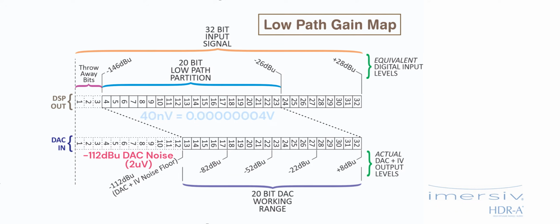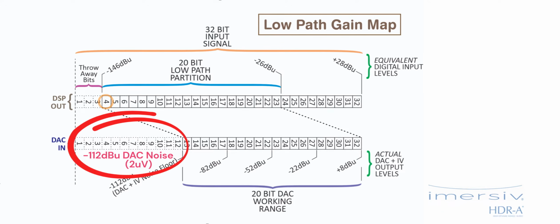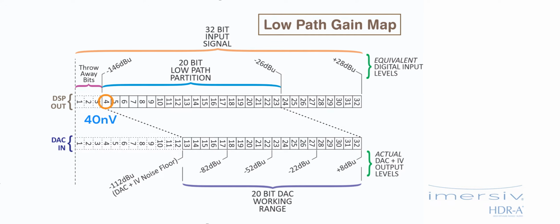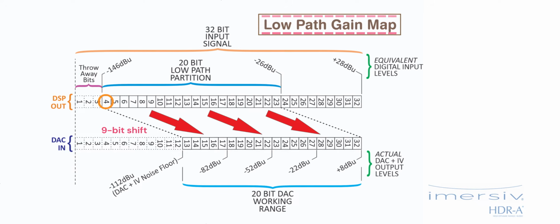The 2 microvolt self-noise of our DAC IC is vastly higher than our desired bit 4 equivalent noise floor of 40 nanovolts. And this is why we use gain mapping. We program our DSP to shift our low-path input signal upwards by 9 bits. That's a 9-bit shift. So if you look at the diagram, you can see that our original bit 4 is now feeding the DAC IC at its input bit 13.